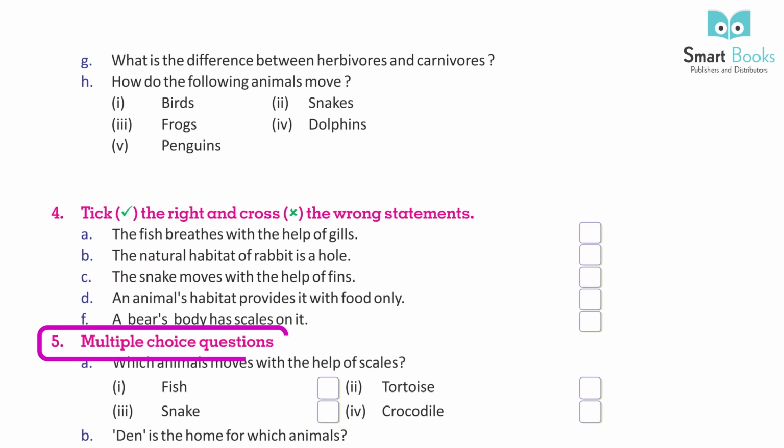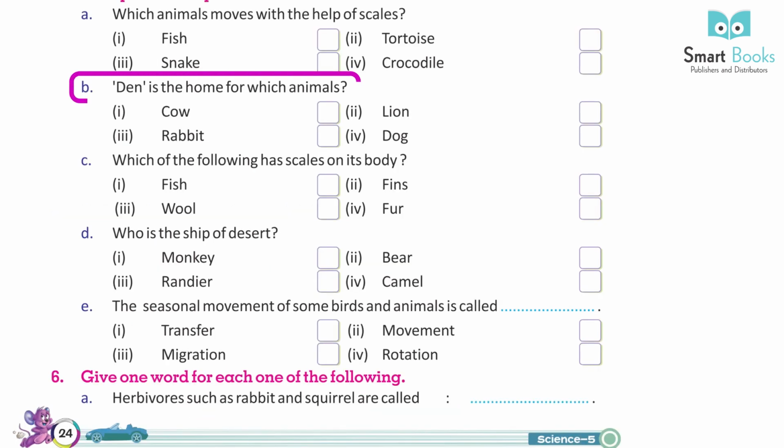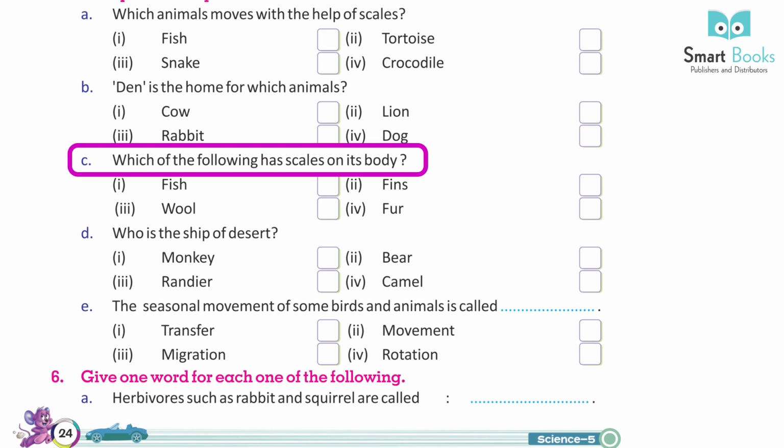5. Multiple choice questions. A. Which animals move with the help of scales? 1. Fish. 2. Tortoise. 3. Snake. 4. Crocodile. B. Den is the home for which animals? 1. Cow. 2. Lion. 3. Rabbit. 4. Dog.